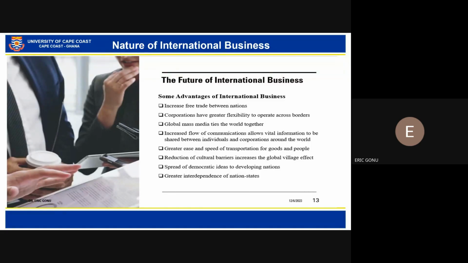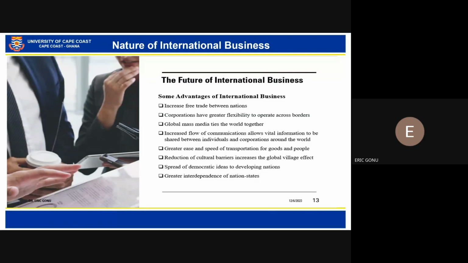And global mass media ties the world together. Now, Facebook, Twitter, Instagram, WhatsApp, whatever. We're in a global village. Thank God it's mass media that people producing in other countries, we can see them here. Things that have been sold in different countries, we can see them here. So these things are helping.